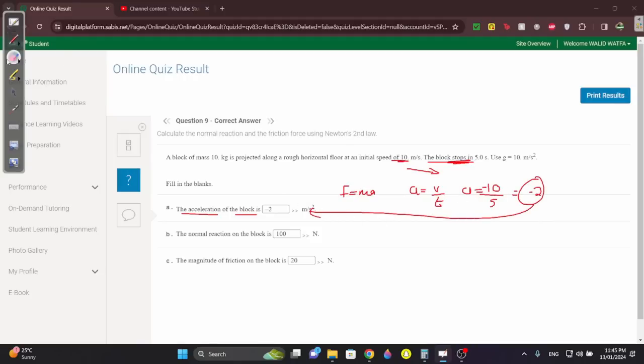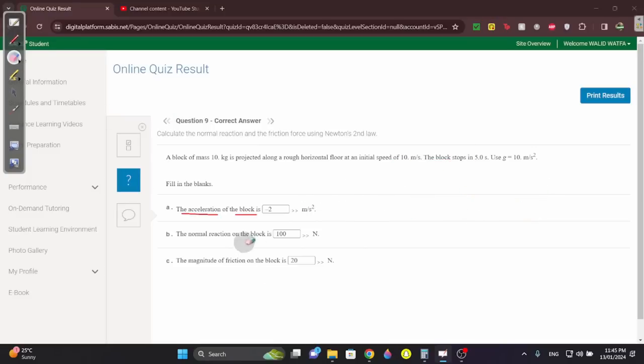This was also in the same question. The normal reaction of the block is 100 newtons. Always remember that the normal reaction is equal to the weight. The weight is always pulling the object down, and the normal reaction is reacting to the weight. The normal reaction and the weight always cancel each other out. They always have the same magnitude.